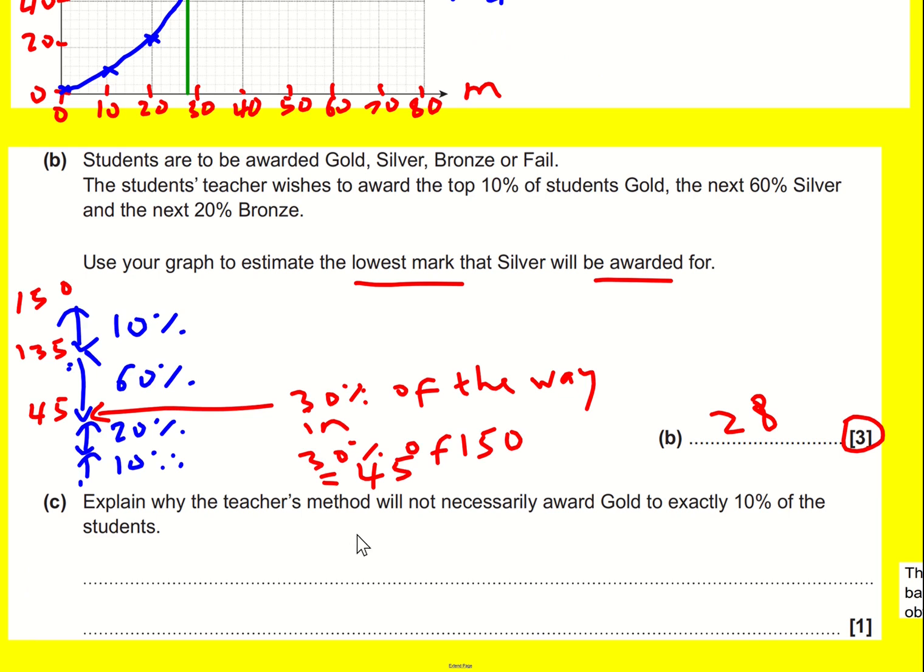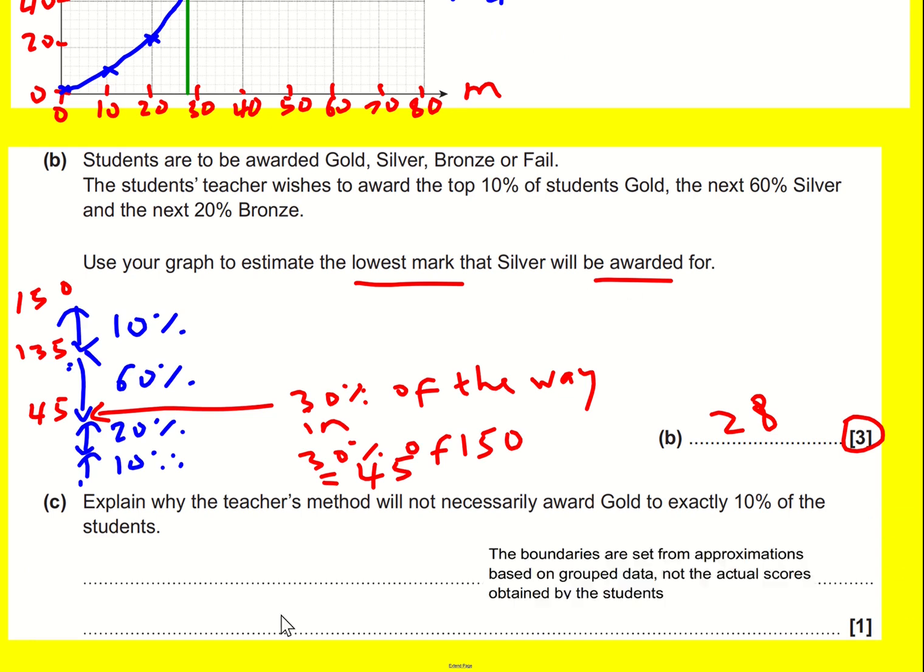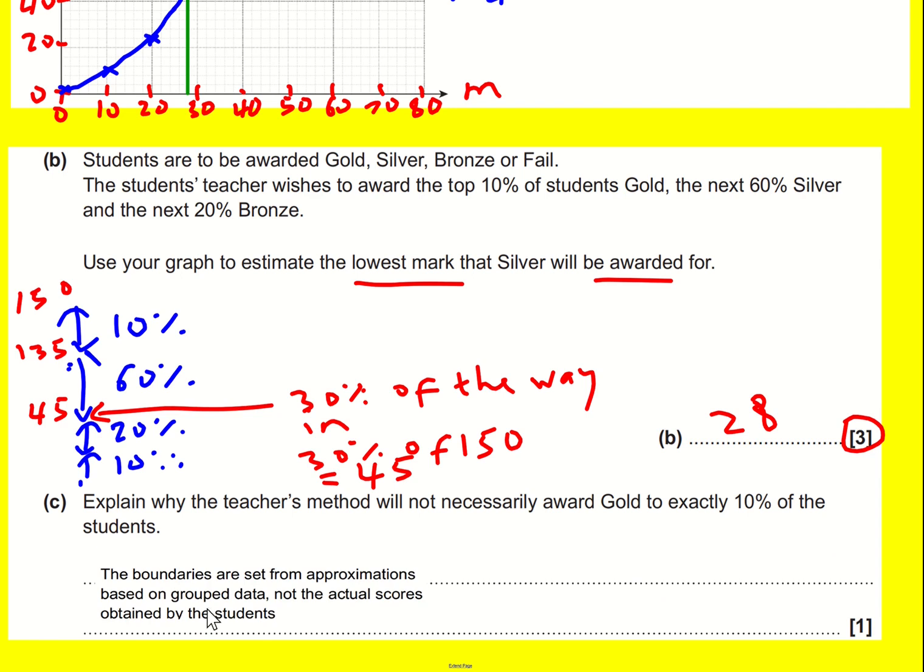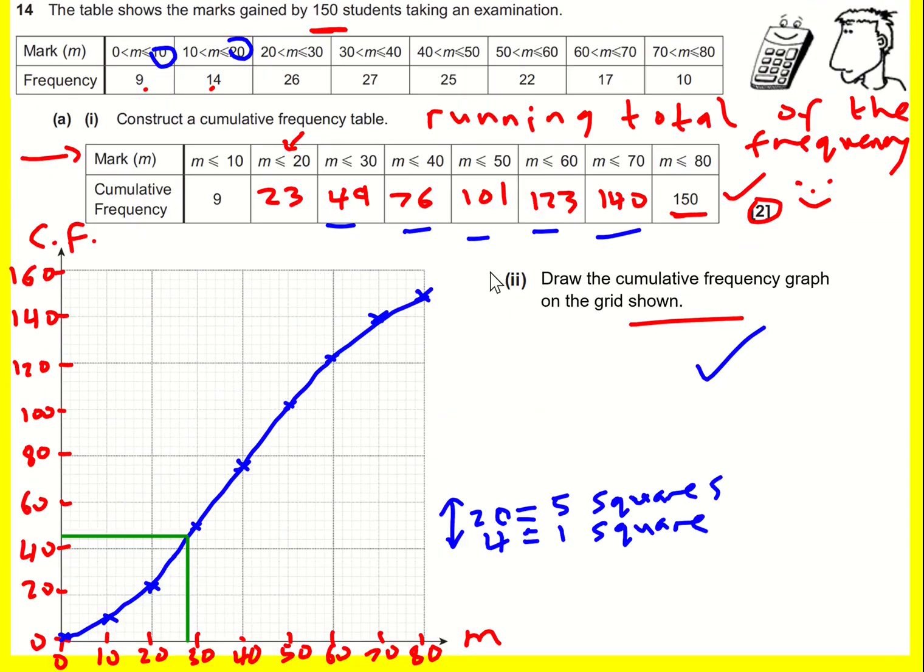Finally, explain why the teacher's method will not necessarily award gold to exactly 10% of the students. Well, the key thing is, I'm going to bring out the mark scheme answer. The boundaries are set from approximations based on group data, not the actual scores obtained by the students. What does that mean? It means we've grouped the data. We don't know if actually, although 9 people got between 0 and 10, they could have all got 0, for example. And we're assuming with this cumulative frequency that there's been a gradual increase over time. So basically it's evenly distributed.